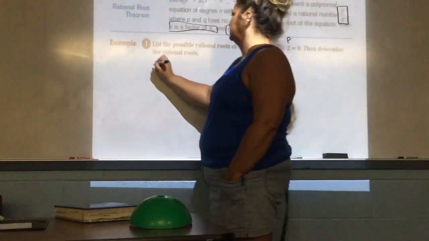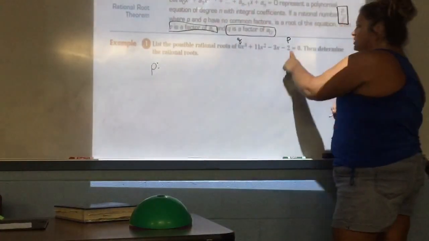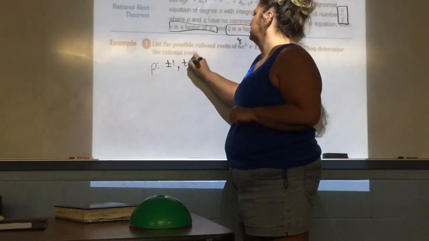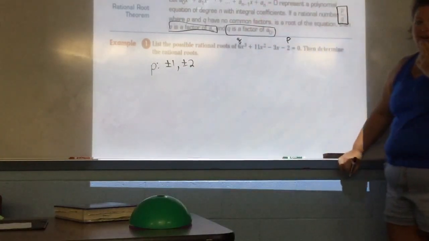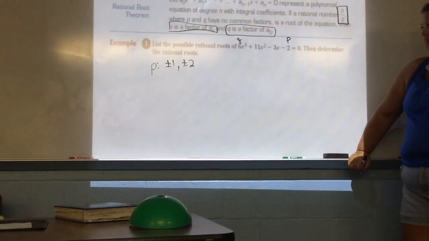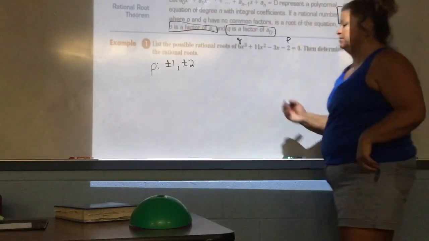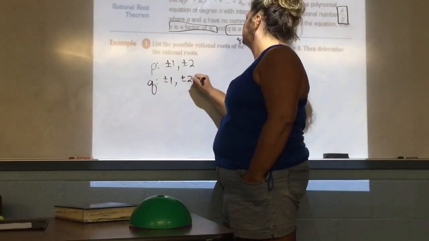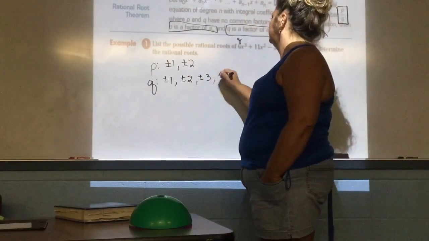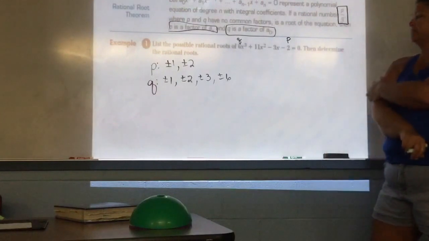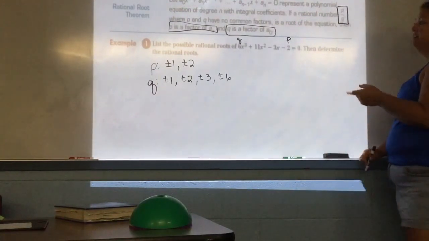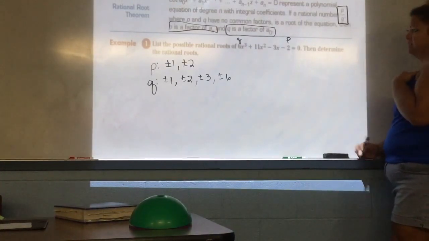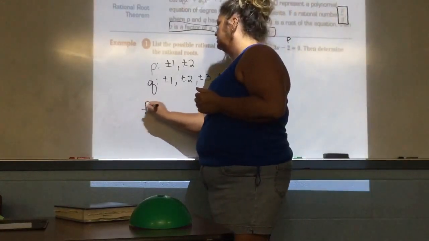So the easiest way to do this is to list all the factors of P. So we want all the factors of 2, which would be plus or minus 1, plus or minus 2. Do you agree? Then we have to do the same thing for Q. So plus or minus 1, plus or minus 2, plus or minus 3, plus or minus 6. Okay? Now, they want us to list every possibility that we possibly are going to get, which would be P over Q.